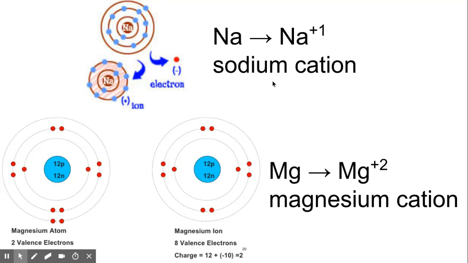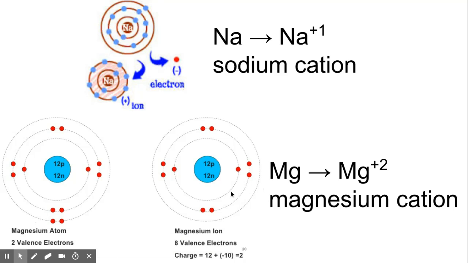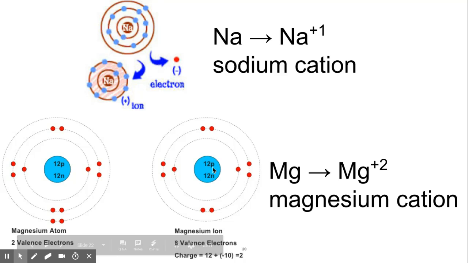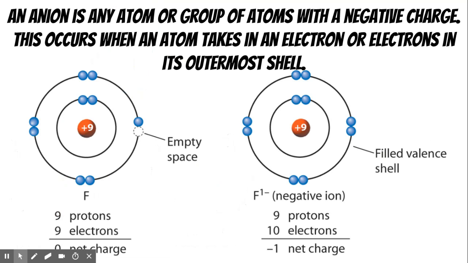Here are a couple more examples. Sodium also loses 1 electron from its valence shell here, so overall it winds up as a sodium cation with a plus 1 charge. Magnesium, on the other hand, loses both of these electrons from its valence shell, so overall, since it lost 2, you're down to only 10 electrons out here, but 12 protons with positive charges on the inside, so magnesium cation is a magnesium plus 2 cation. Notice how the charge tells you how many electrons were lost in this case.